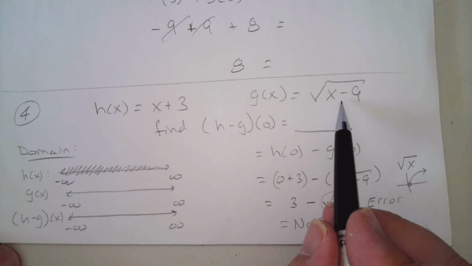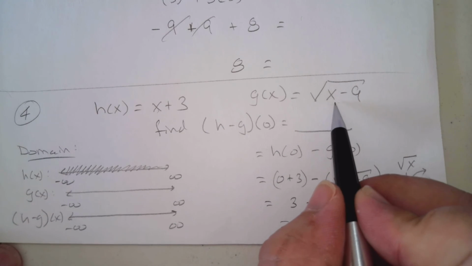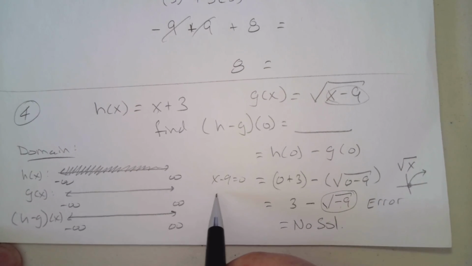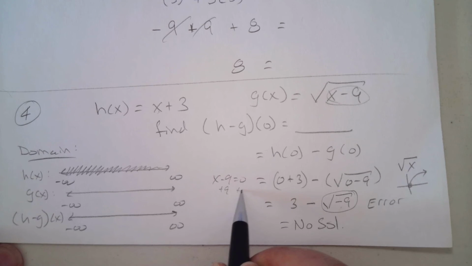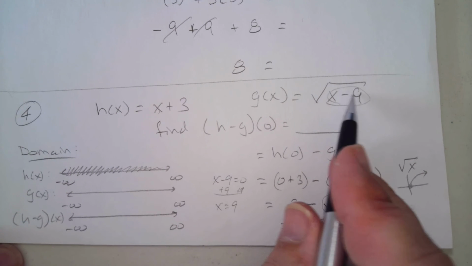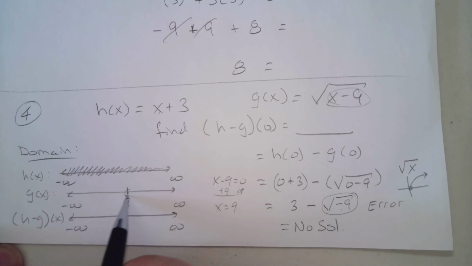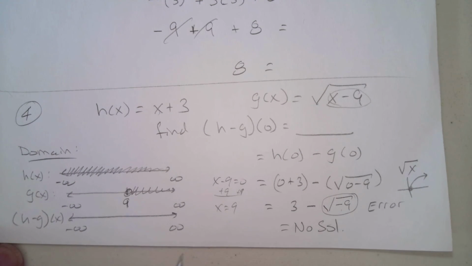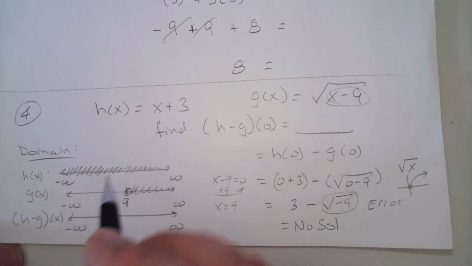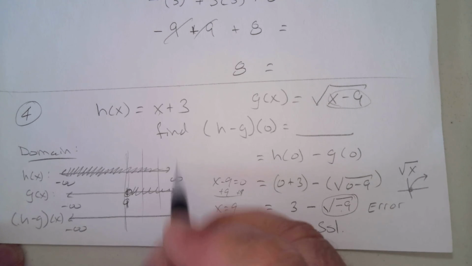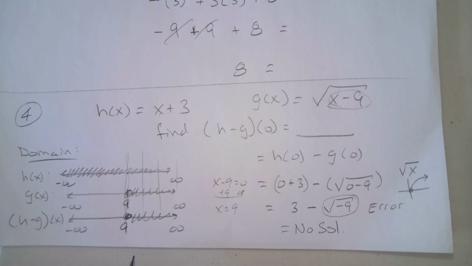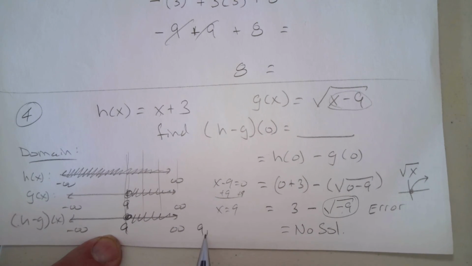How about this one? This one, we have to first set that expression to 0 and solve for x. So we add 9 to both sides. So x is equal to 9. So our graph here has to start at 9, and it goes to infinity. So the domain of your function is where these overlap. So the domain of your function is from 9 to infinity.